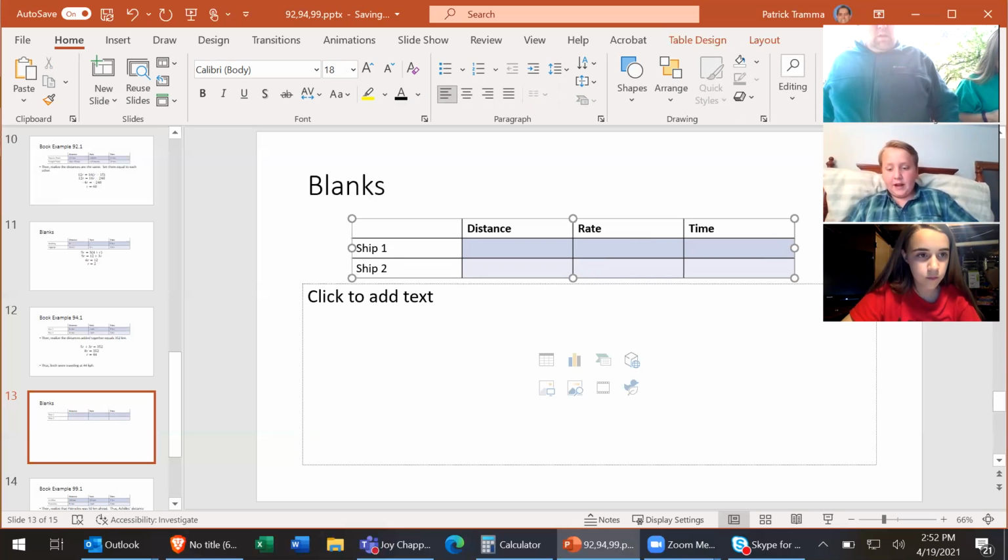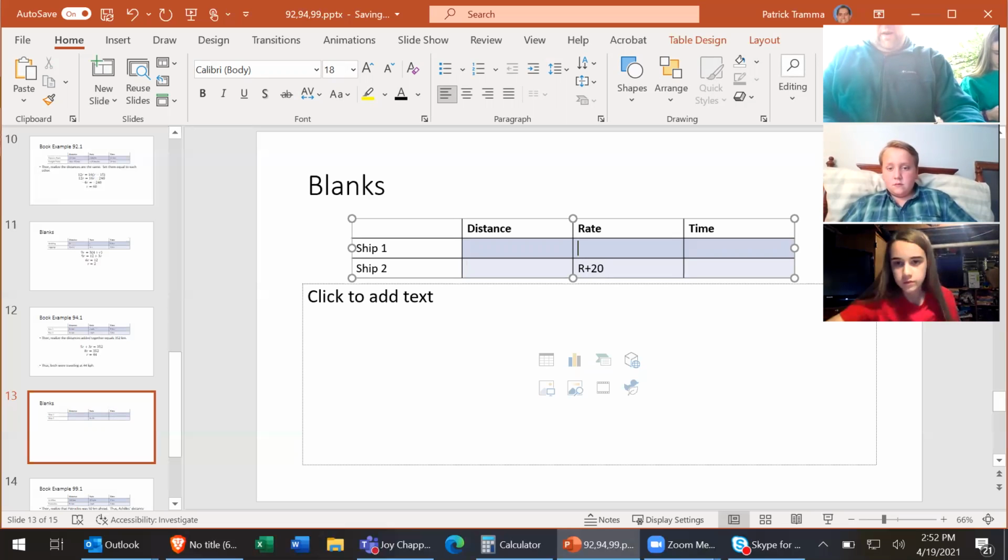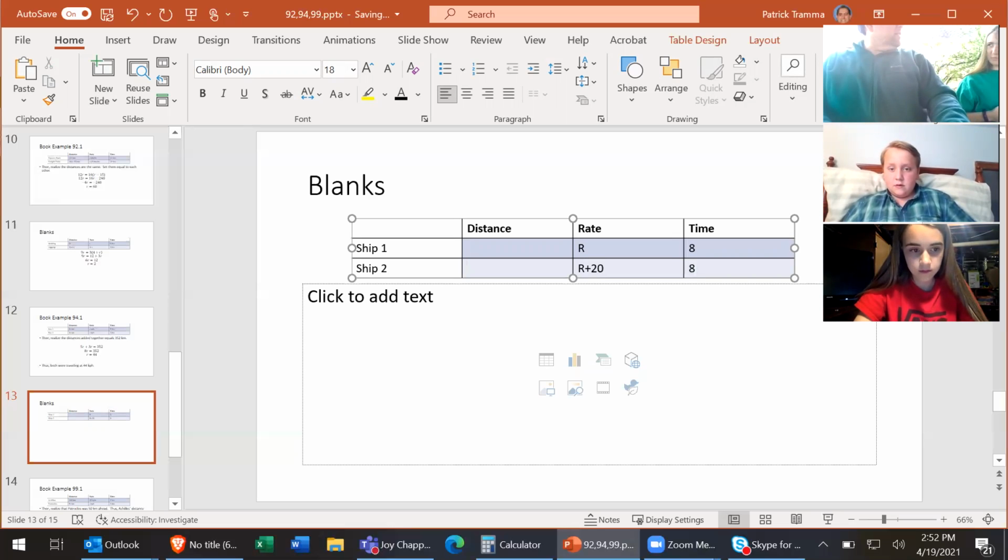In one of the ship's rates, write R plus 20, and in the other, write R. That's because one ship was 20 miles an hour faster than the other. They both were out for 8 hours before they collided.